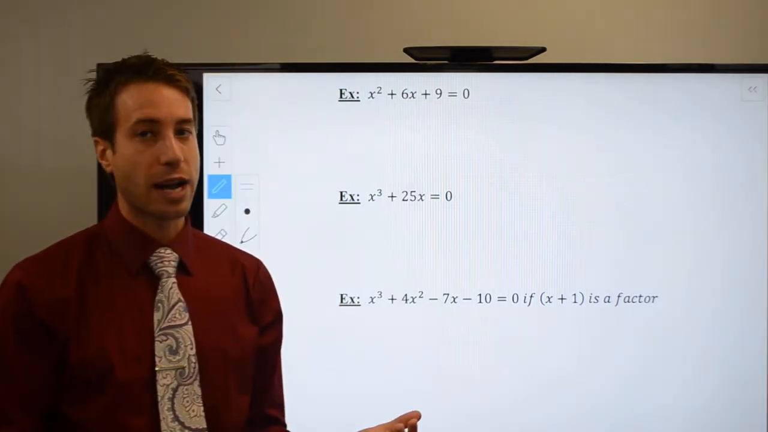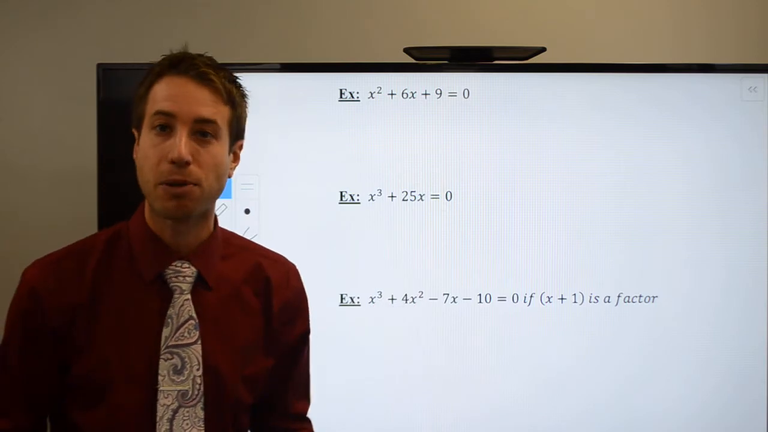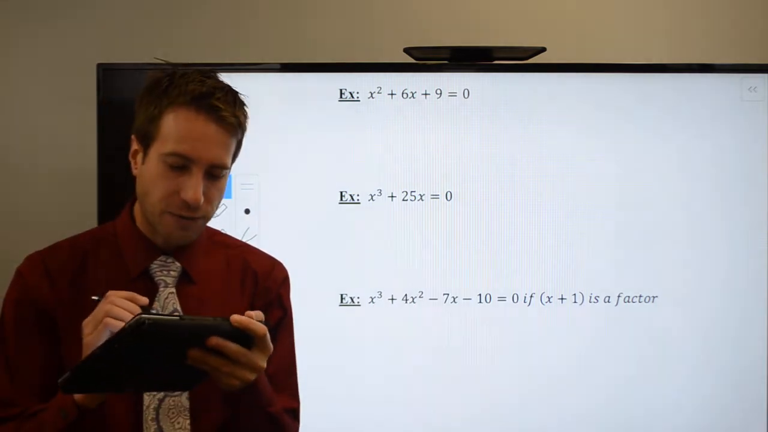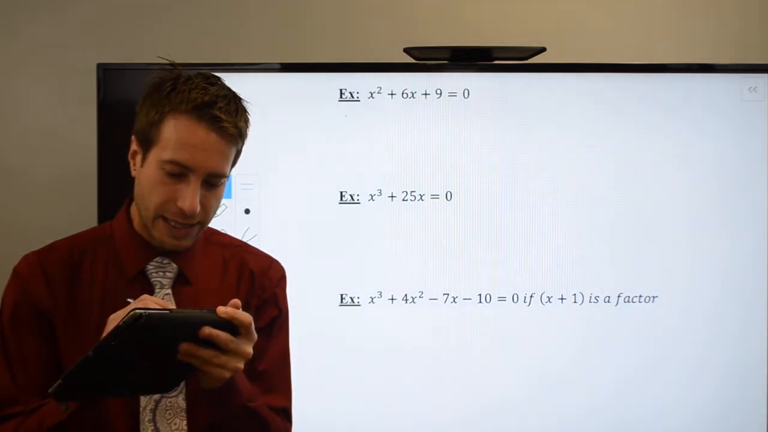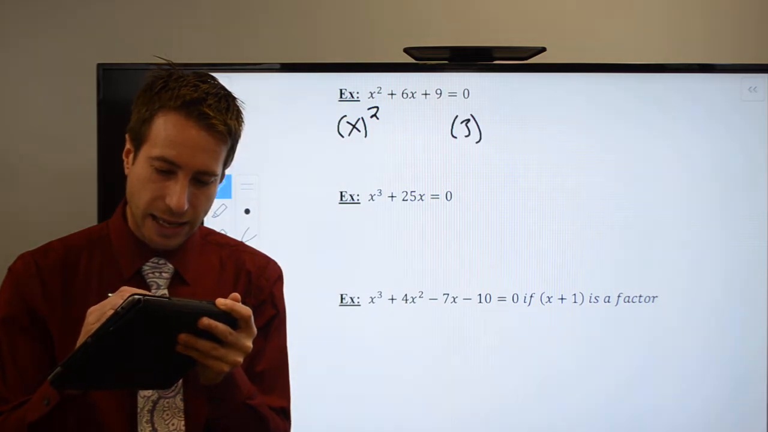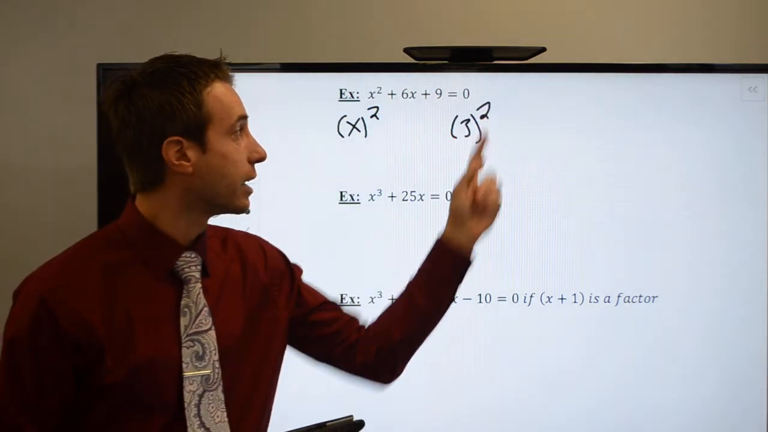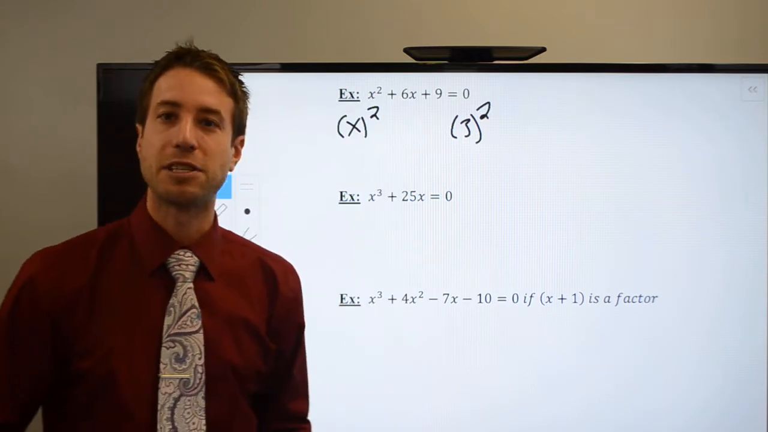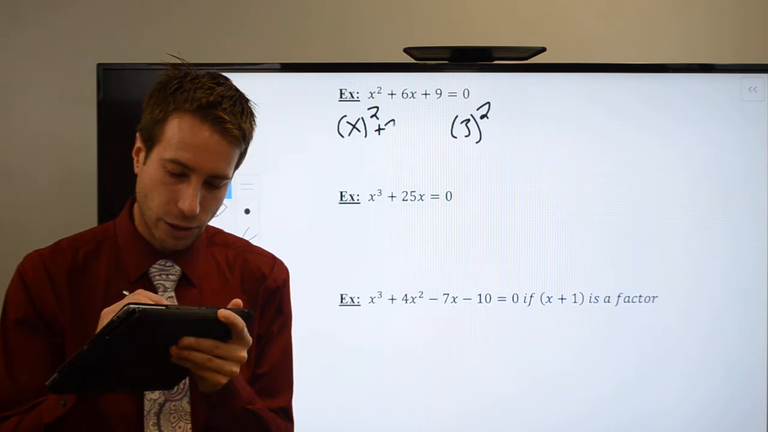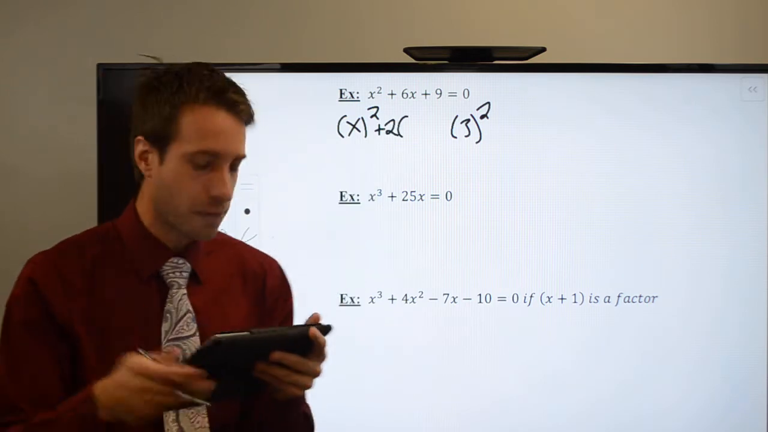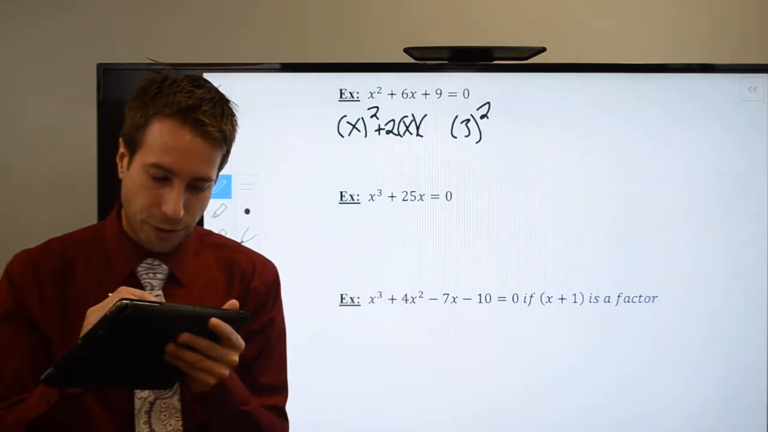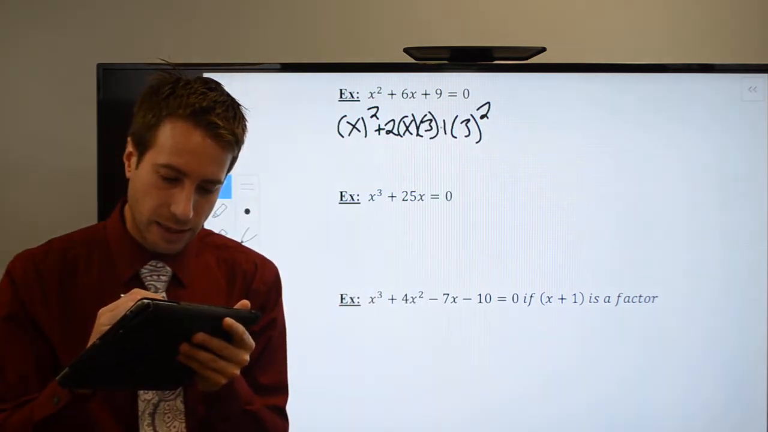And since I have a trinomial and I recognize that 9 is a perfect square, I wonder if this is maybe a perfect square trinomial. So let's find out. I could rewrite this as an x squared, and I could rewrite the 9 as a 3 squared. The middle is going to have to be 2 times a times b. So plus 2 times a, which for me is an x, times b, which for me is a 3.